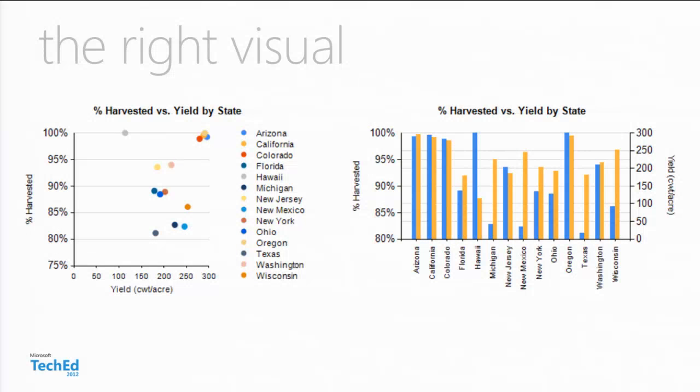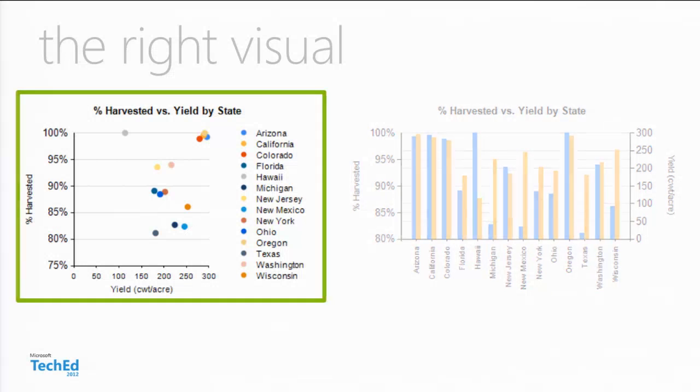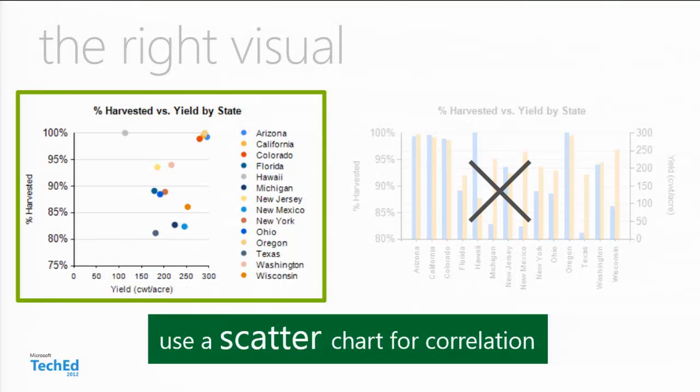In this visual, we're interested in looking at correlation between a couple of different metrics. Is there a correlation between yield and between percent harvested? Neither one of these does an absolutely horrible job at this. Like, the right one isn't incorrect or anything. You can see some of the bars are close in height, and therefore they suggest a correlation. But on the flip side, if you want to look at the visual that makes the outliers jump out at you more, it's definitely the scatter chart on the left. The scatter chart really excels at showing correlation.